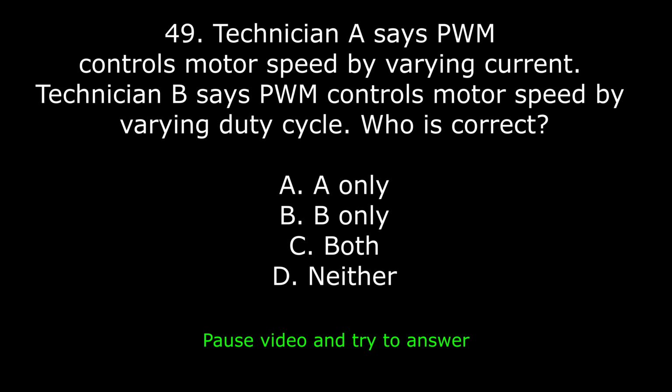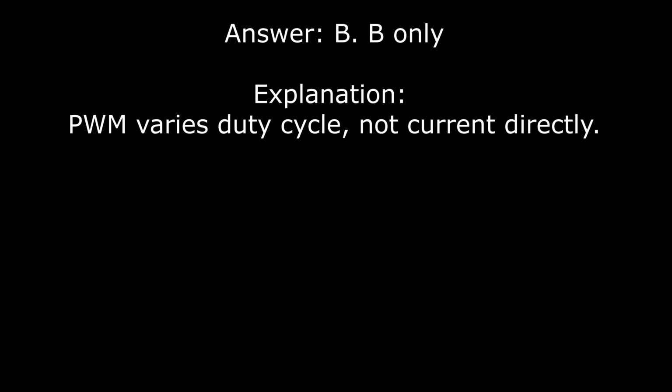49. Technician A says PWM controls motor speed by varying current. Technician B says PWM controls motor speed by varying duty cycle. Who is correct? A only. B only. C, both. D, neither. Answer: B only. Explanation: PWM varies duty cycle, not current directly.